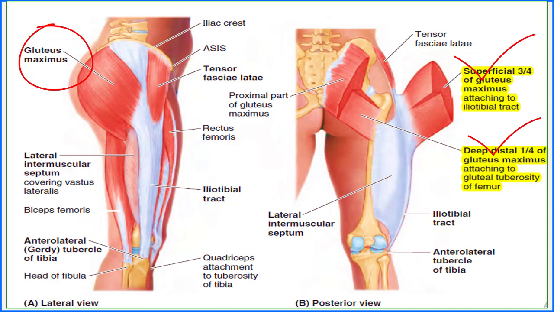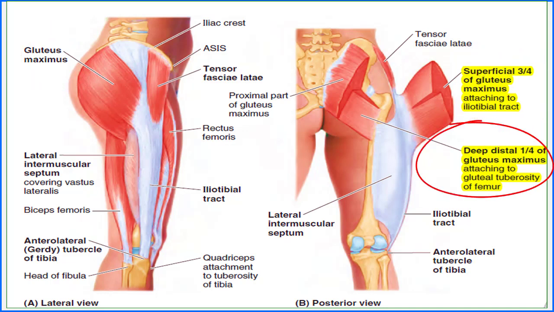We can see in this image that the superficial three-fourths of gluteus maximus, that is the main part, attaches to the iliotibial tract, and just one-fourth is attaching to the gluteal tuberosity. So it has attachment at these two points.